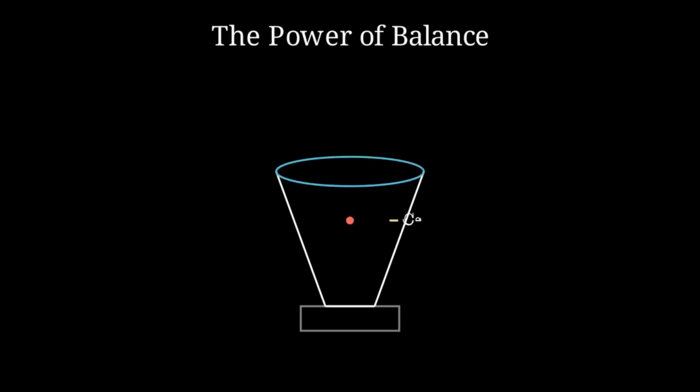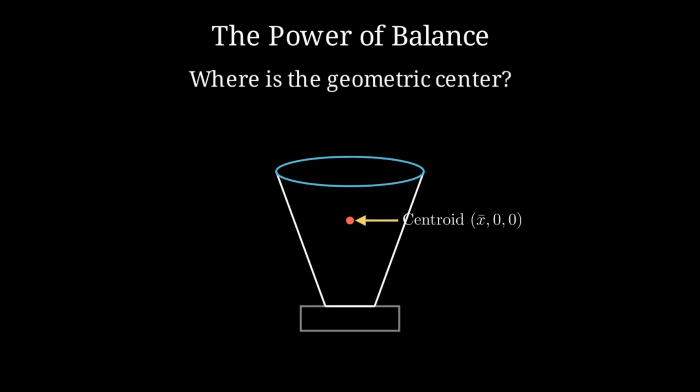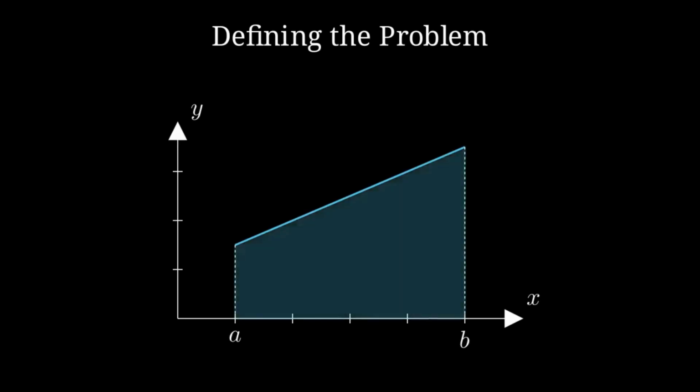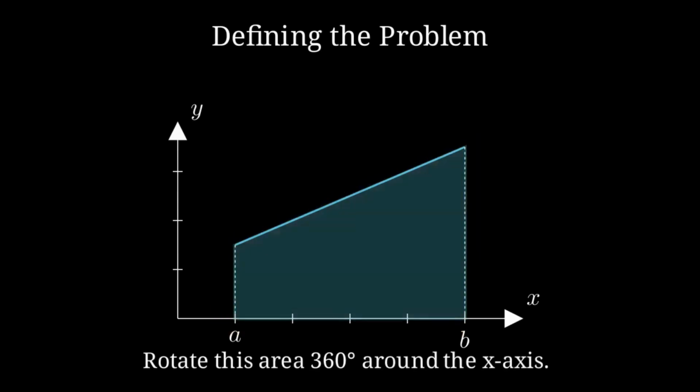Have you ever wondered how engineers determine the balance point of complex 3D objects? In this lesson, we will use calculus to find the centroid of a solid of revolution, a crucial calculation for structural stability and physics. When we rotate a 2D area around an axis, we create a 3D solid. Because of the symmetry of rotation around the x-axis, the centroid must lie on that axis.